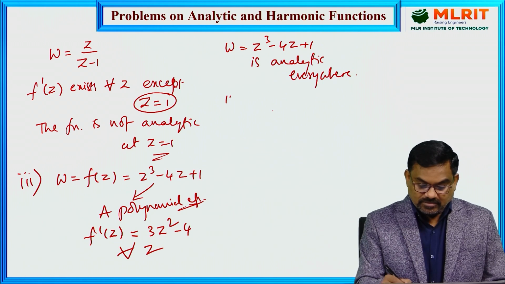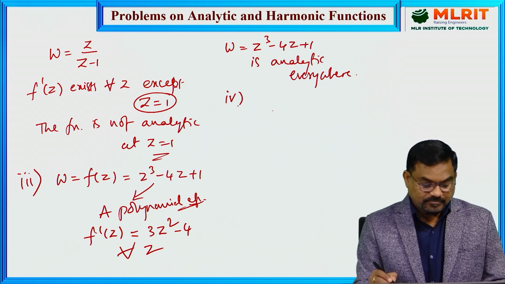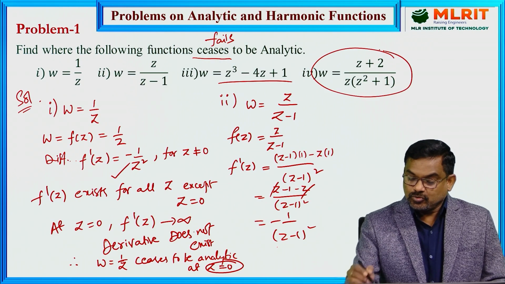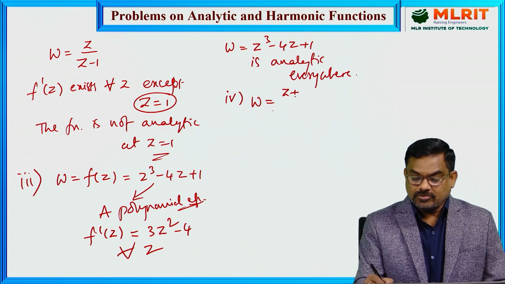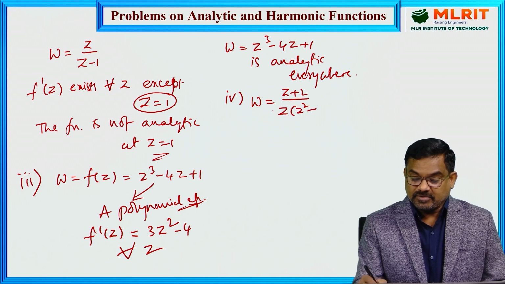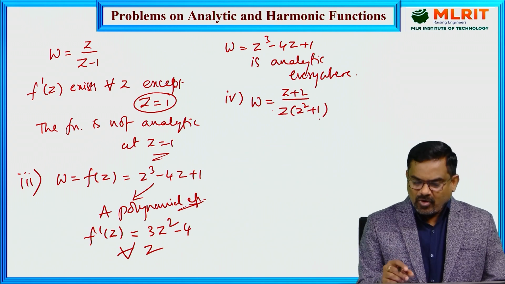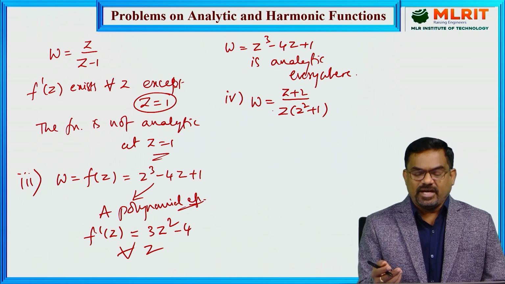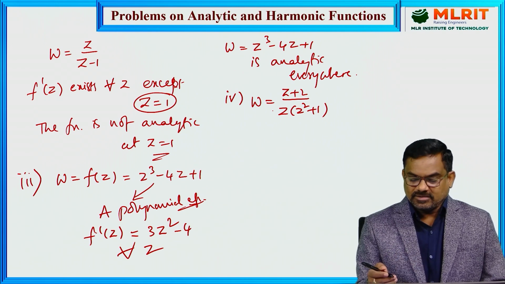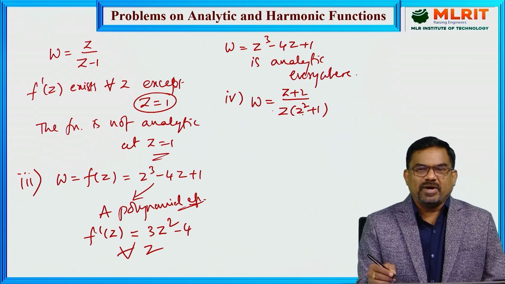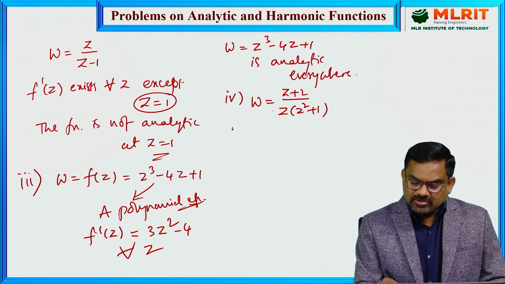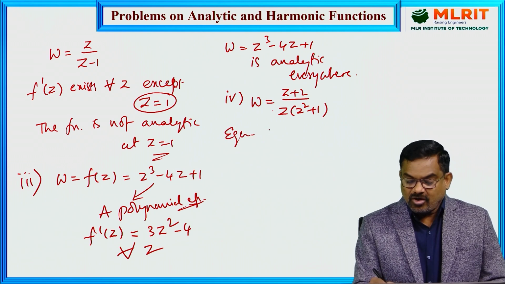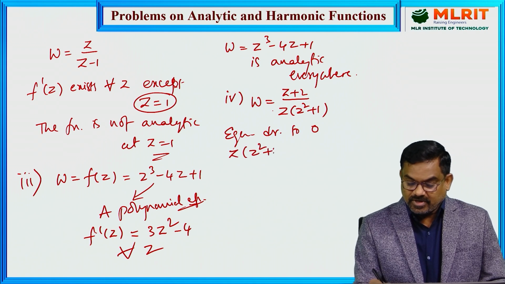And the fourth one, w equal to z plus 2 by z into z square plus 1. So, to find the points at which the function ceases to be analytic, that means isolated points, so, to find the singular points, equate the denominator to 0. Equating the denominator to 0: z into z square plus 1 equal to 0.